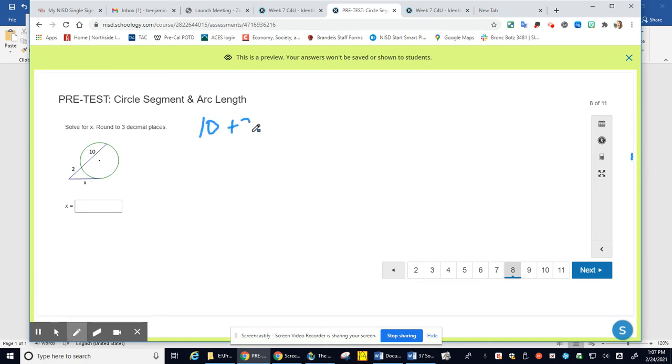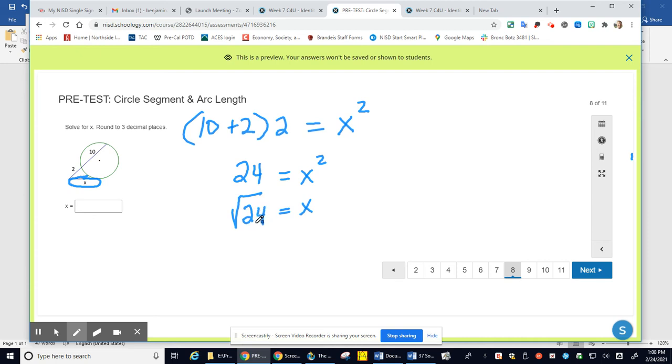So 10 plus 2 is the entire length times the outside of 2 equals the tangent part squared. Okay, where this is, of course, your tangent. So 12 times 2 is 24. So x equals the square root of 24. And since it says round to 3 decimal places, I can put that into my calculator and get 4.899 when I round to 3 decimals.